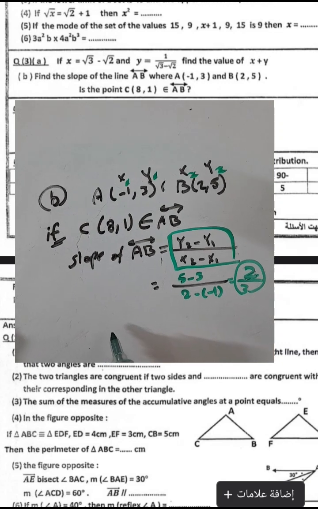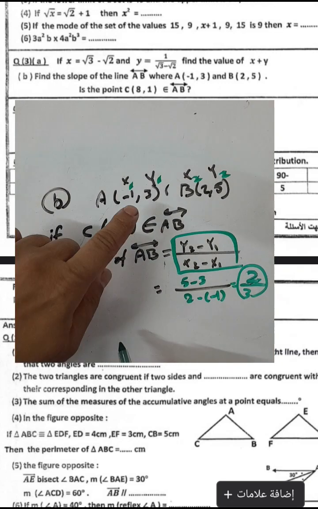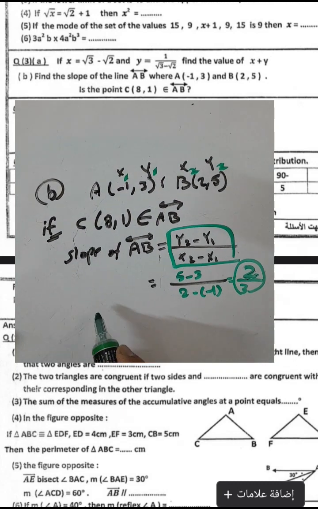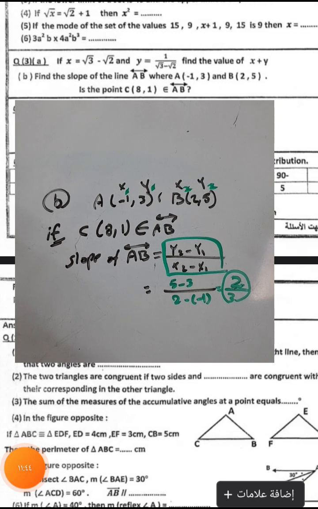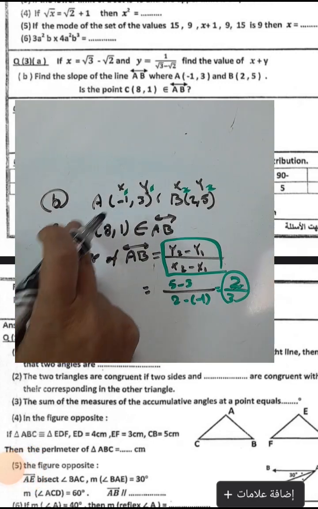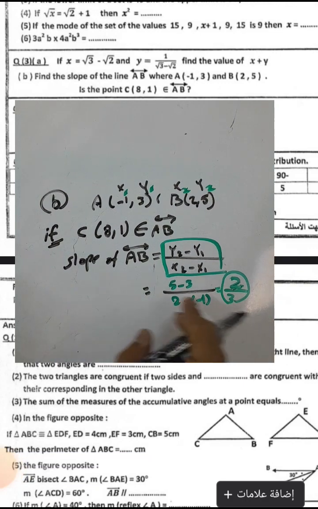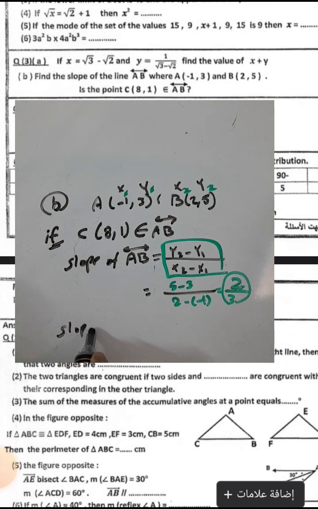He wants to know if the point C falls on a straight line or not. First step, we can find the slope of AB. If we find the slope of EC equals 2 over 3, then point C falls on the straight line. Then the next step, we can find the slope of EC.